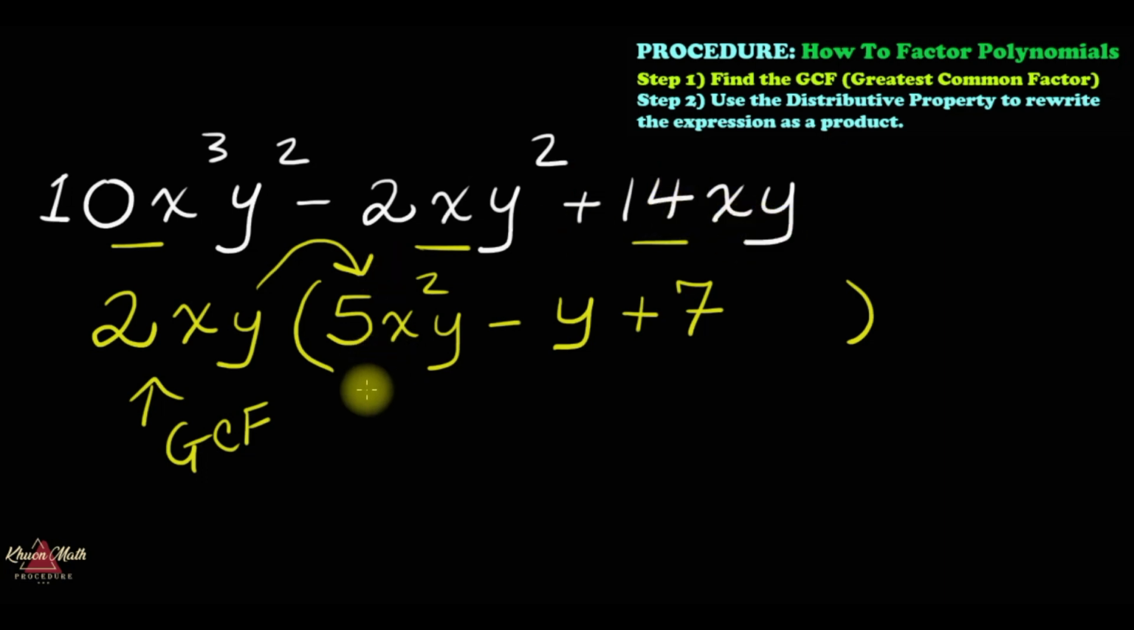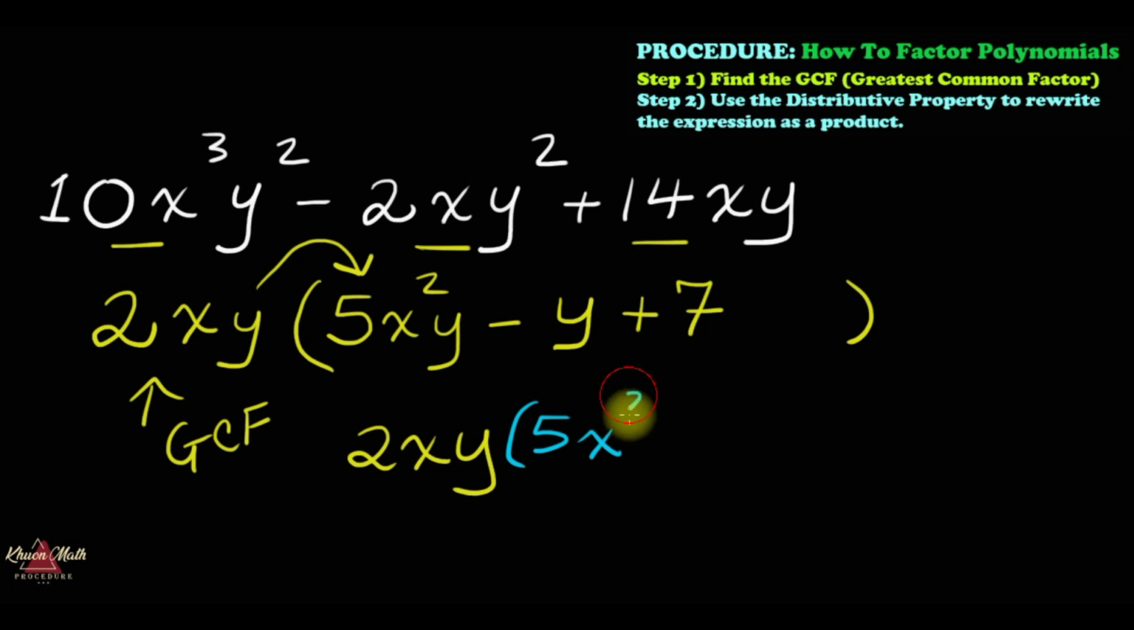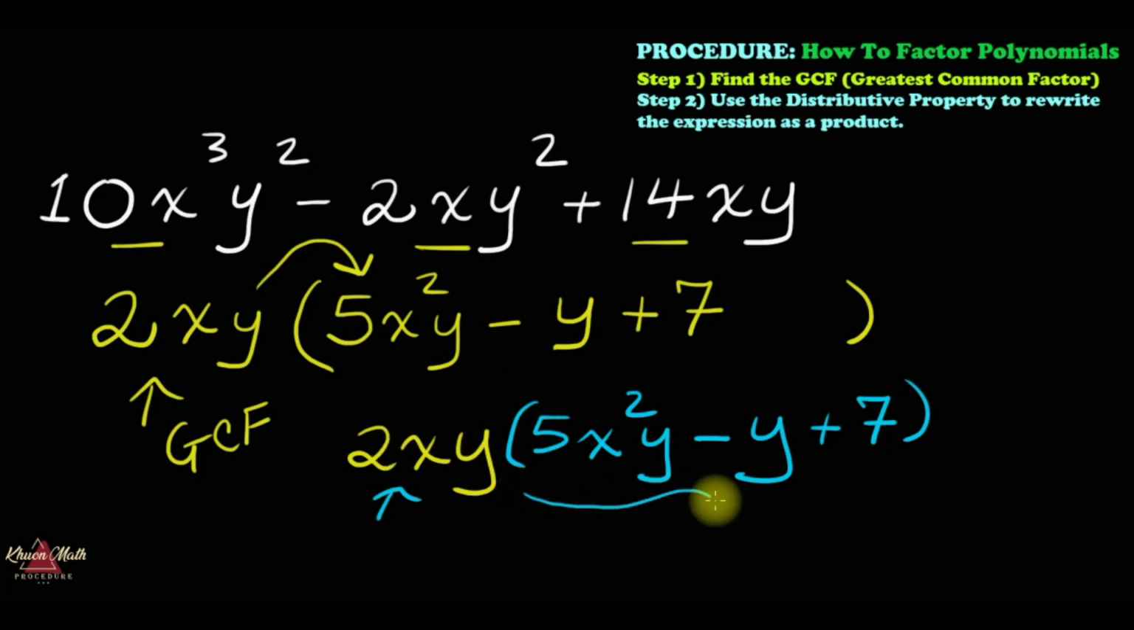So I'm just going to go ahead and rewrite this again. My greatest common factor is 2xy. And then I have 5x squared y minus y plus 7. Okay, so step 1 was to come up with the greatest common factor, and then step 2, use the distributive property to rewrite the expressions as products. So 2xy times this whole thing right here, okay, will give us the top expression.